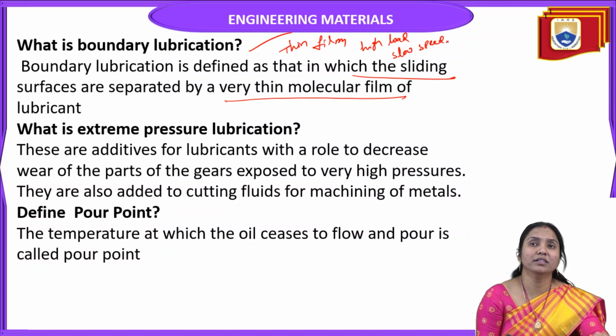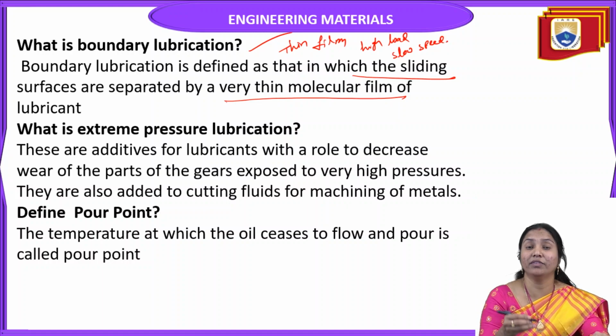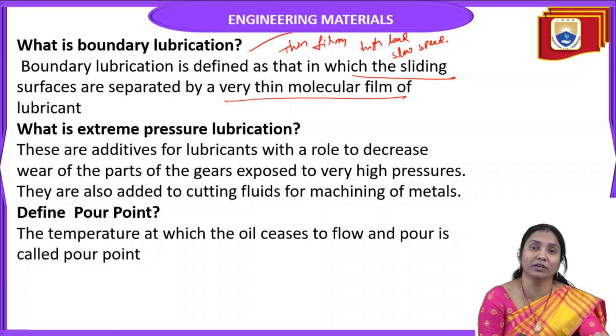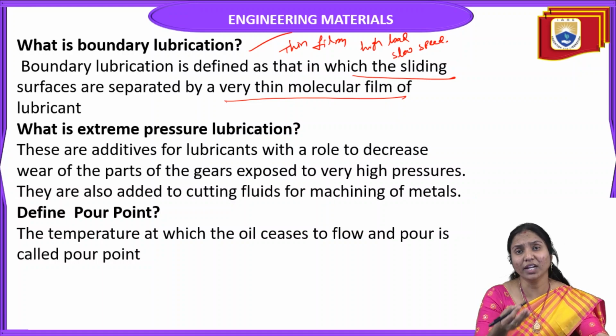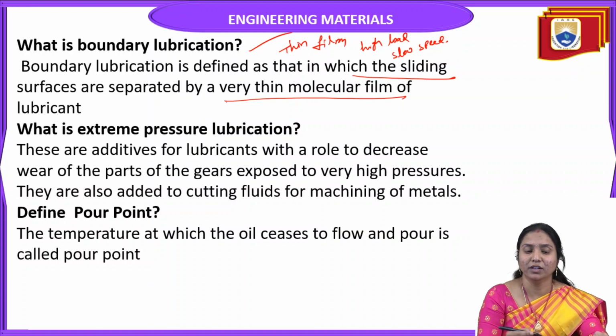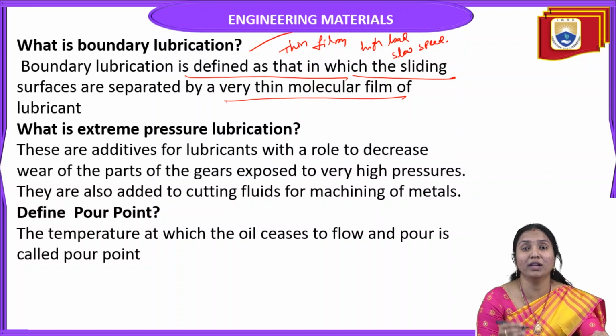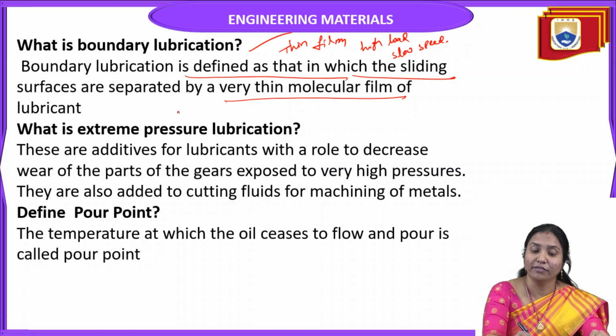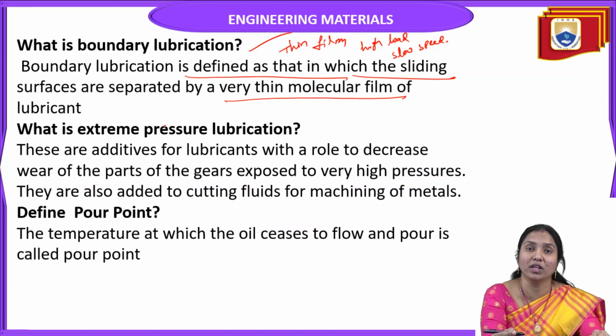So high load and slow speed. In this case, when we apply this type of lubricant, it is directly absorbed by machine parts. Boundary film lubrication is that in which sliding surfaces are separated by a very thin molecular film of lubricant. Here we apply lubricants with more oiliness between two moving surfaces, such as vegetable oils, mineral oils, etc. The effectiveness of this lubricant mainly depends on the oiliness of the lubricant.